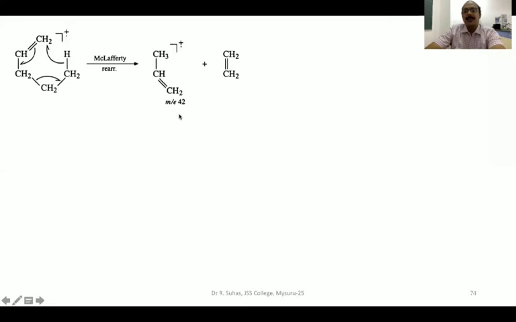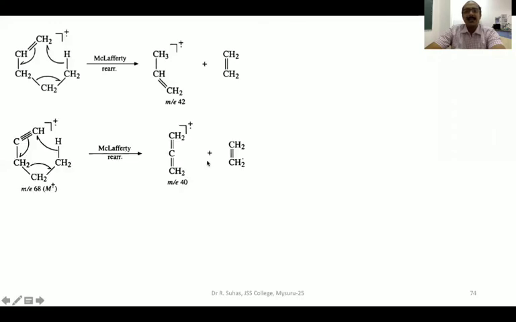As I said, the MR ion will have an even m/z. We can call it m/z or m/e. Both are mass to charge ratio. You should know both, that's why I have given m/e here. And this m/e appears at an even value of 42. Along with the MR ion, which should always be represented as a radical cation, you are going to have a neutral molecule, that is an alkene in this case.